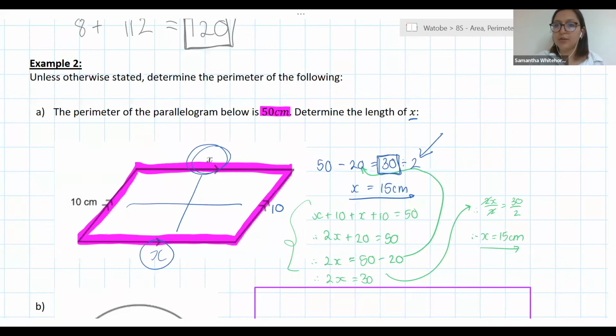And then we're going to have a look at a shape that has its own special formula to work out its perimeter. And we actually don't call it a perimeter, but we'll get to that in a second. Okay, so again, take your screenshots.